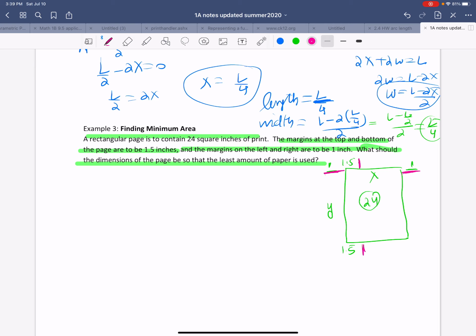Least amount of paper is used. So the least amount of paper will be used when A prime is equal to 0. What's going to be the area of the whole page, not just the printed? We know 24 square inches in the middle is printed. But how about what's the total? The total is going to be x plus 2, because we have 1 added on each side, times y plus 3. Half on the top, half on the bottom.